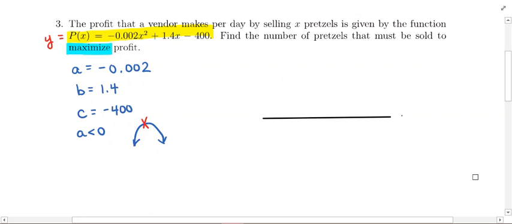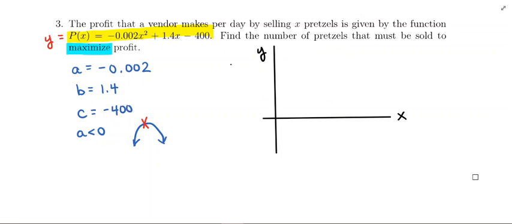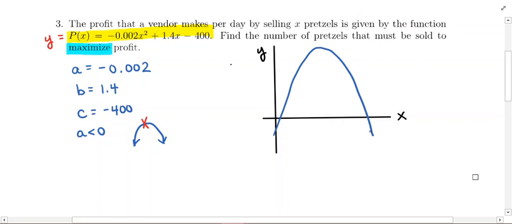So I've got the x-axis, and then somewhere I'll have the y-axis. Again, you don't have to draw anything accurate at all. You've got this downward opening parabola, so something that looks like this. And you're after the max here. All right, let's talk about what x represents and what y represents.